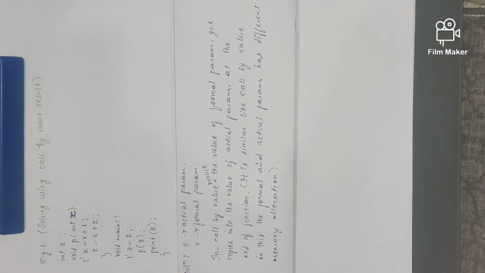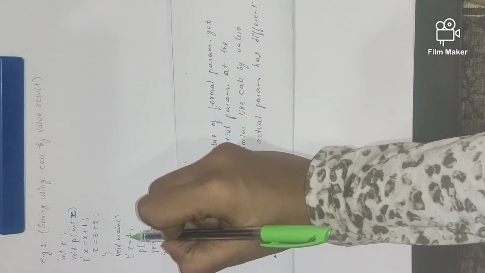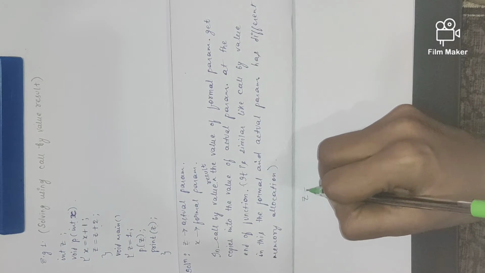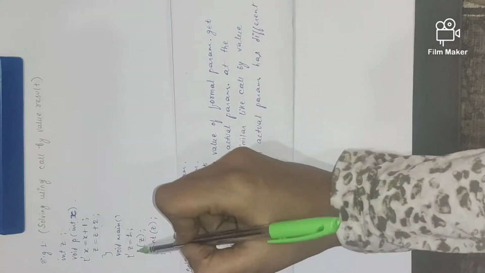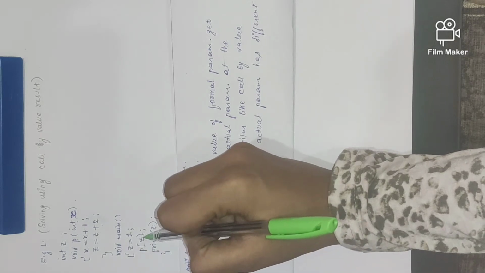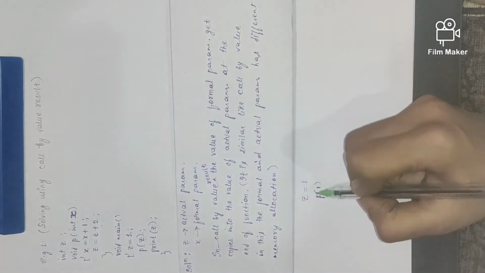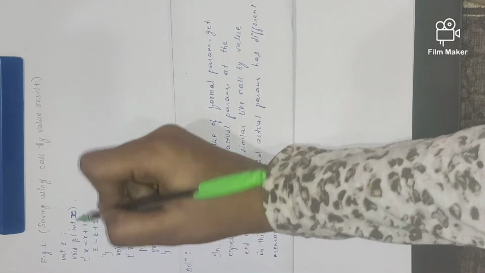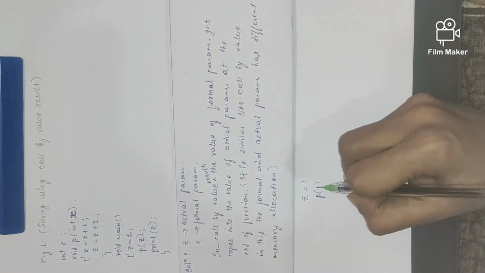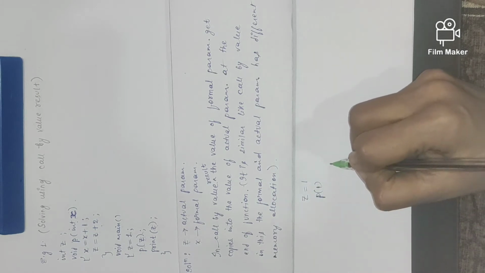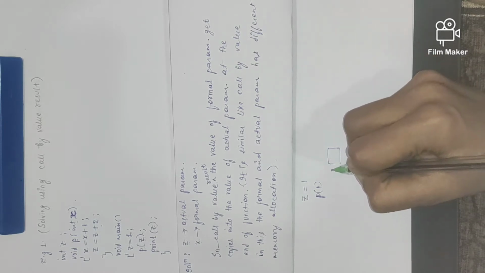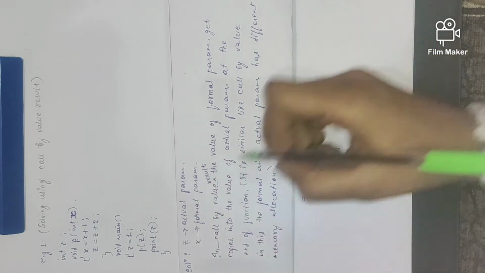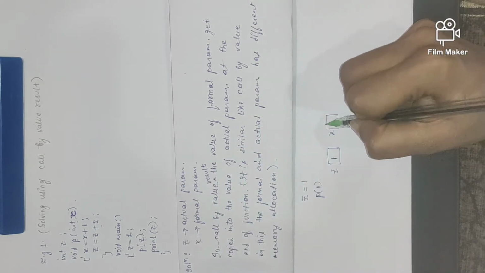So now we'll move forward with this function main. z equals 1, p of z, so p of 1. When this p function is called, p of 1, x equals x plus 1. z is the actual parameter, and in call by value result the actual and formal parameters get stored in different memory. z equals 1 and x will also be equal to 1.